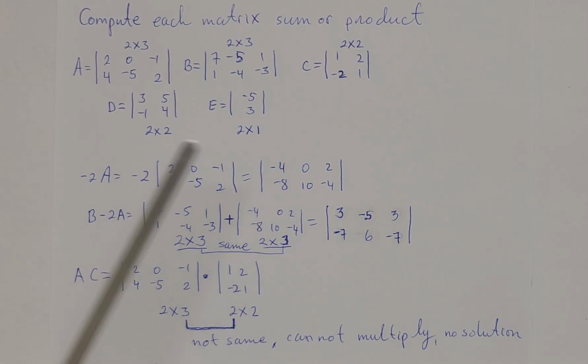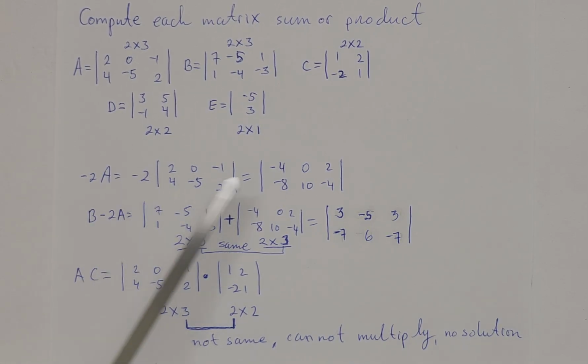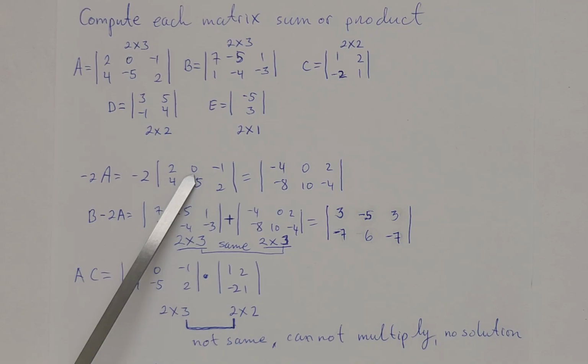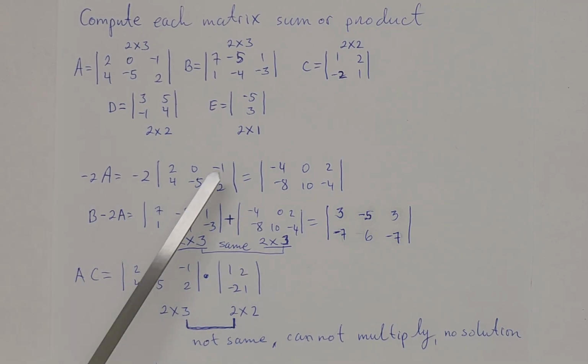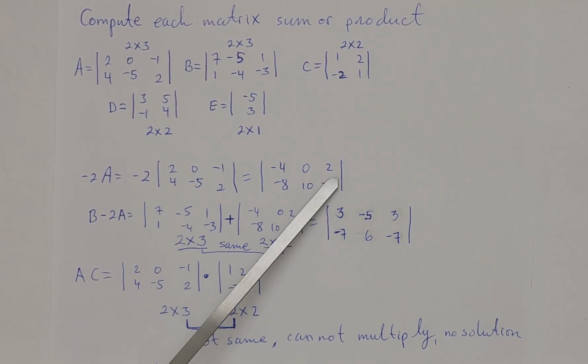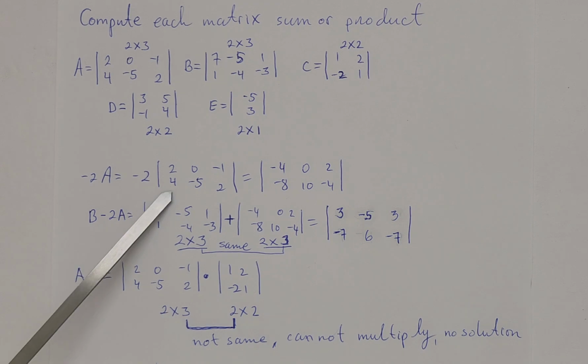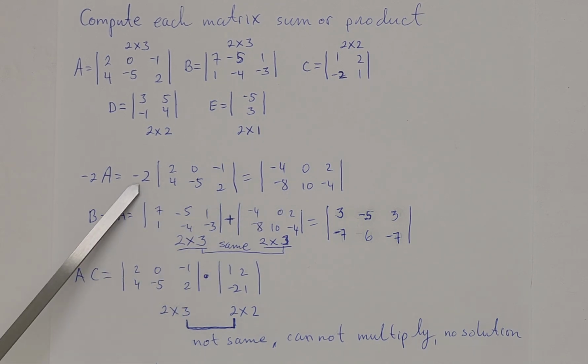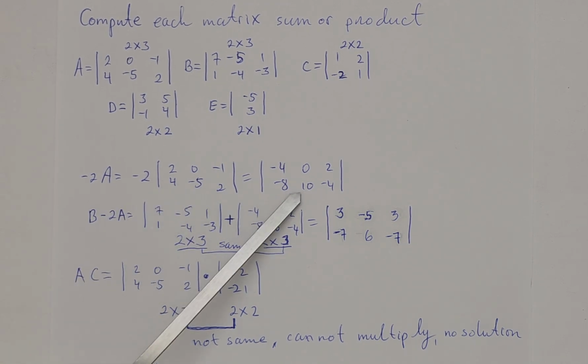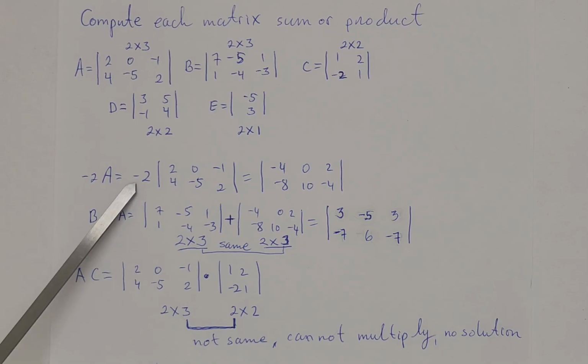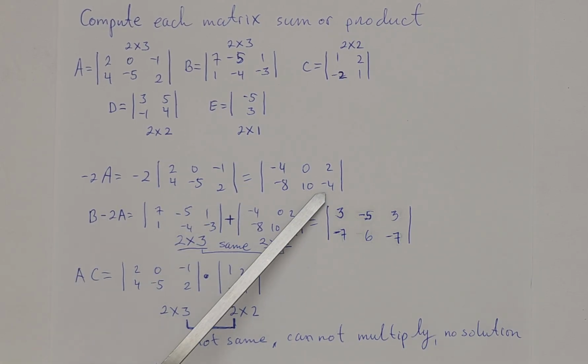So just multiply across. So negative 2 times 2, negative 4. Negative 2 times 0 is 0. Negative 2 times negative 1, positive 2. Negative 2 times 4 gives me negative 8. Negative 2 times negative 5 gives me positive 10. Negative 2 times 2 gives me negative 4.